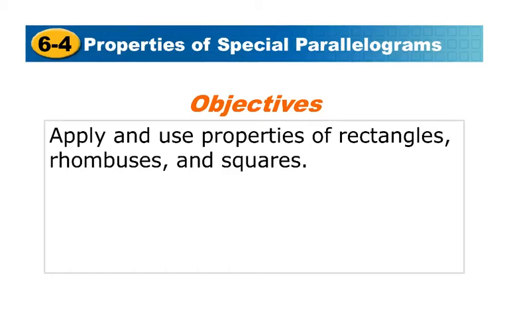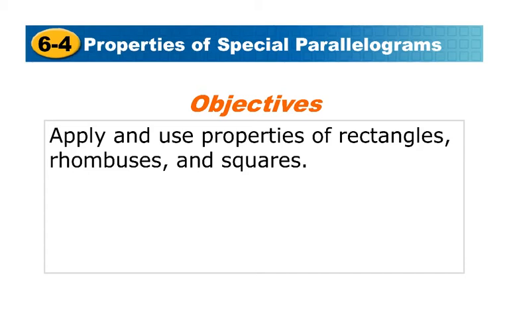Alright, so here we are with the 6-4 notes for geometry. We're going to talk about properties of special parallelograms. So we're going to go from four-sided shapes to parallelograms, and then now to special parallelograms like rectangles, rhombuses, and squares.